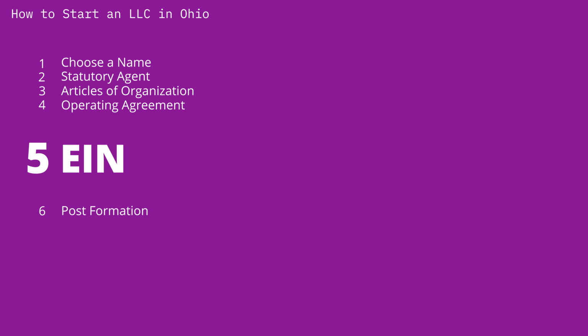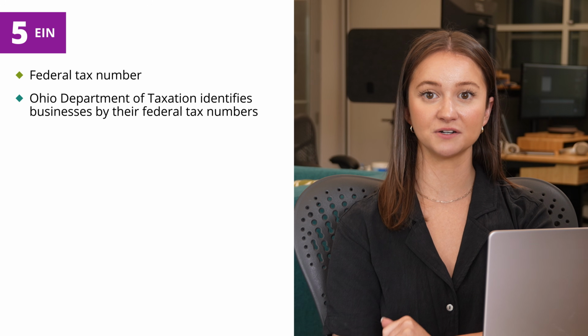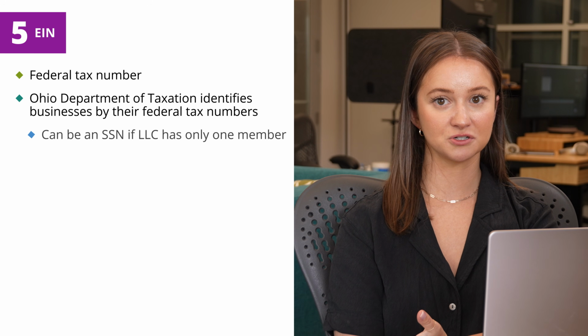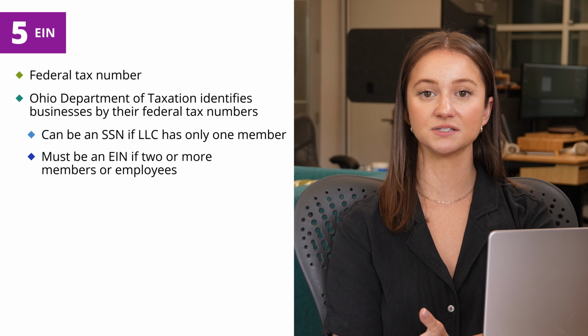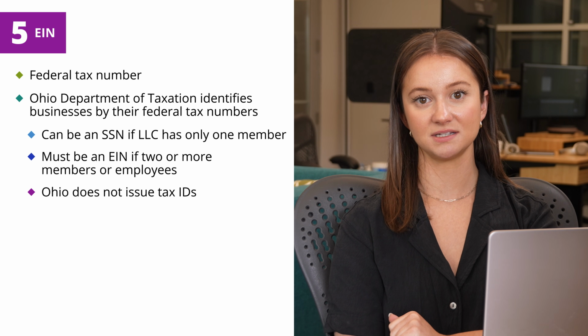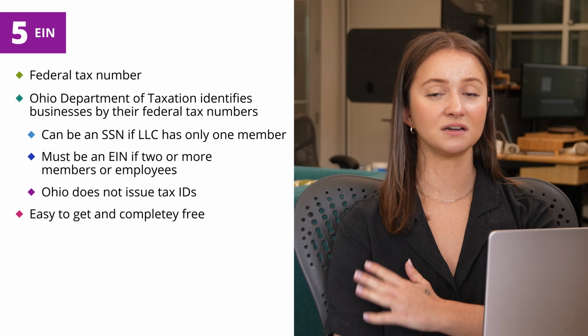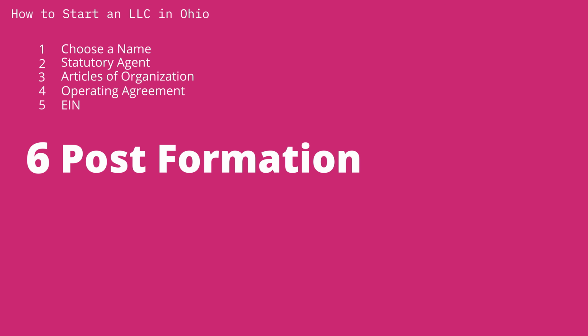Step 5. Obtaining an LLC EIN, Employer Identification Number. The final step is getting an EIN, Employer Identification Number, which is a federal tax number. The Ohio Department of Taxation identifies businesses by their federal tax numbers, which could be a Social Security number if the LLC has only one member, or an EIN if it has 2 or more members or employees. Ohio does not issue tax IDs. Getting an EIN is easy and completely free of charge. Just fill out the online form on the IRS website.